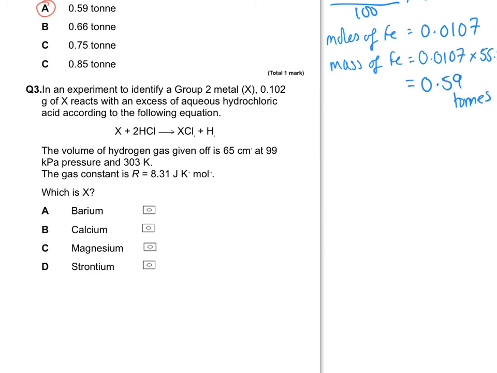In the experiment to identify a group 2 metal X, we've been given a mass of X that reacts with an excess of aqueous hydrochloric acid according to the following equation. The volume of gas given off is 65 centimetres cubed, and it gives us a pressure and a temperature. So the first thing we can do is we can work out the moles of hydrogen gas.